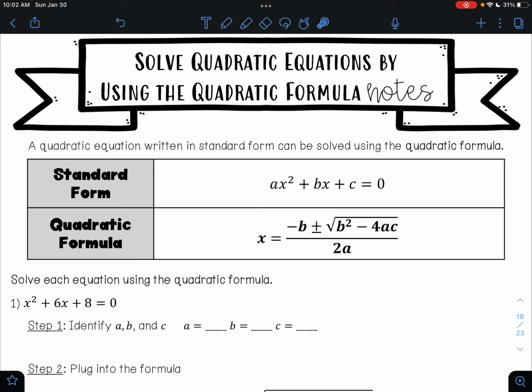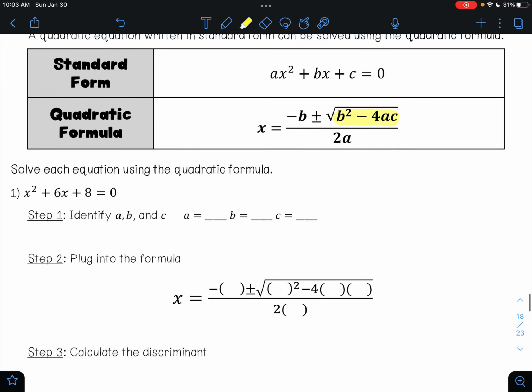A quadratic equation written in standard form can be solved using the quadratic formula. So we always need our equations to be in standard form to use the quadratic formula. The quadratic formula is x equals negative b plus or minus the square root of b squared minus 4ac all over 2a. Now when you look at this, you should see something that's familiar to you. B squared minus 4ac, that is the discriminant, and that is what we talked about in our last lesson.